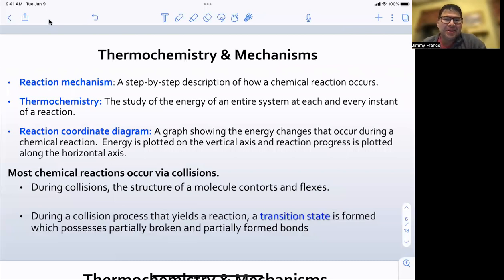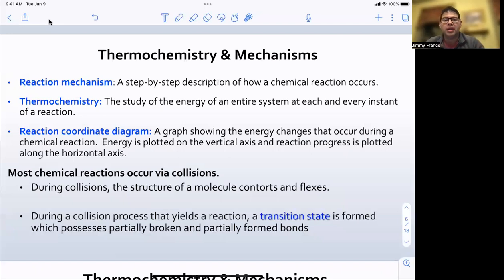All right, so now let's look at thermochemistry and mechanisms. What we want to think about is reaction mechanisms. This is a step-by-step description of how a reaction occurs. What you're going to start to see is us use arrows to say where electrons are moving, right? So how does a new molecule form? How are bonds made or broken?